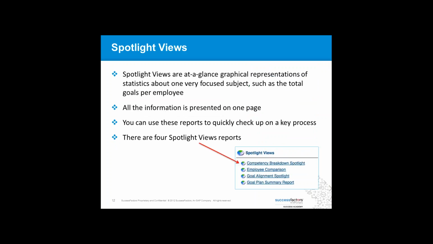And then coming to Spotlight View reports, this is data presented in one page, and you can use this report quickly to check on key processes. And there are 4 types of Spotlight View reports: competency breakdown Spotlight report, employee comparison report, goal alignment Spotlight report, and goal plan summary report.